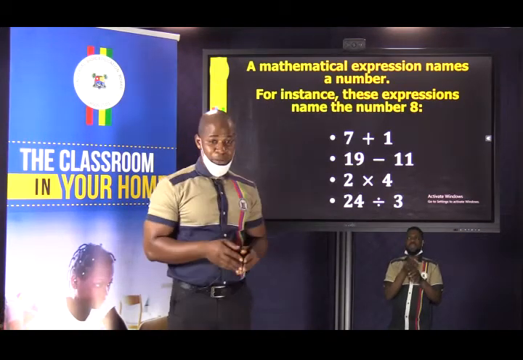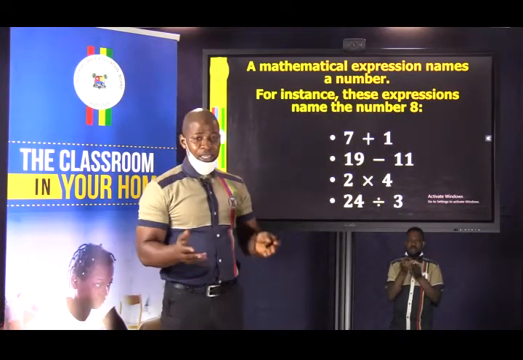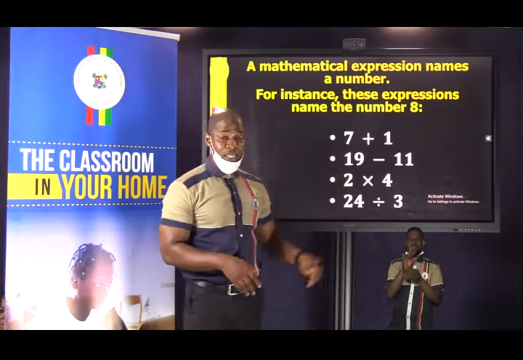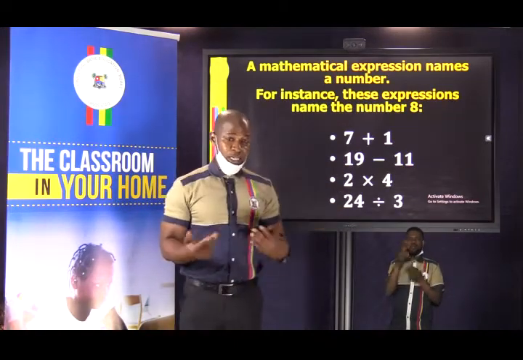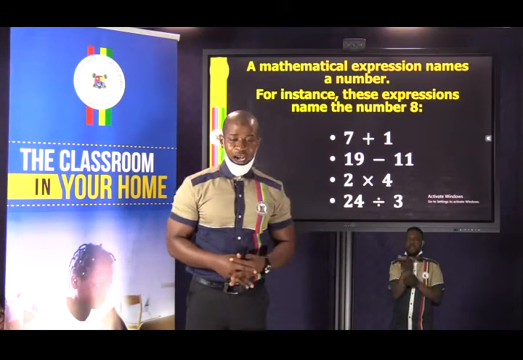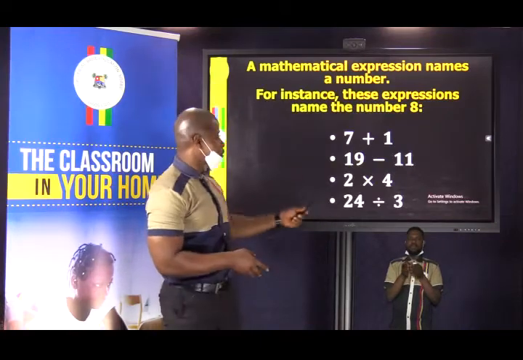A mathematical expression names a number. For example, all these expressions here, they name the number 8. 7 plus 1 is 8. 19 minus 11 is 8. 2 times 4 is 8. 24 divided by 3 is also 8. All these are what we call mathematical expressions.